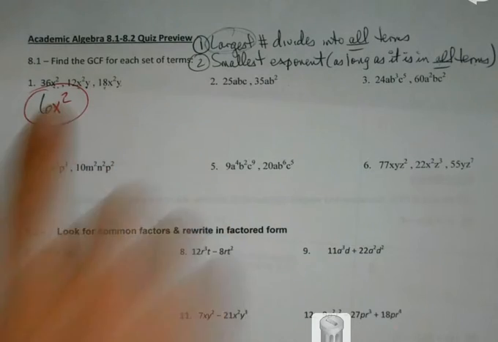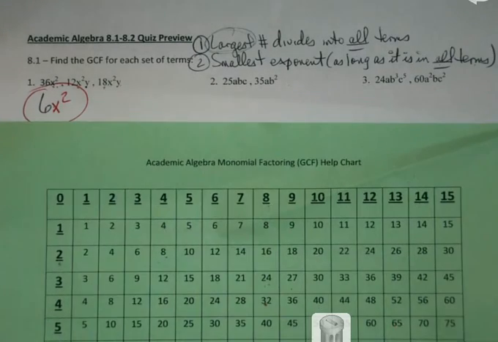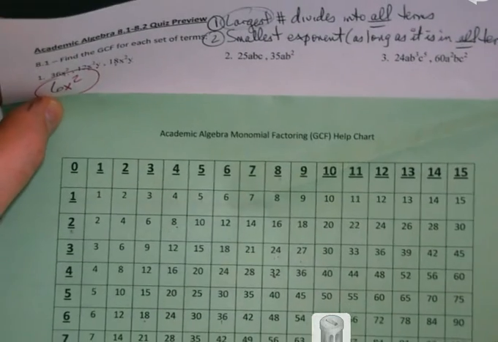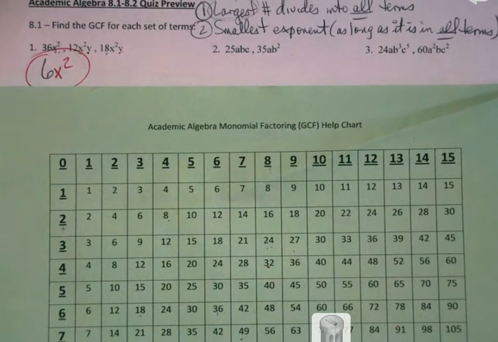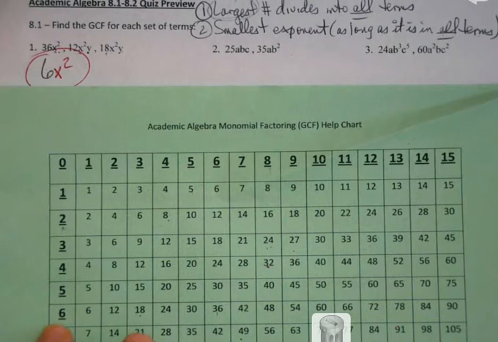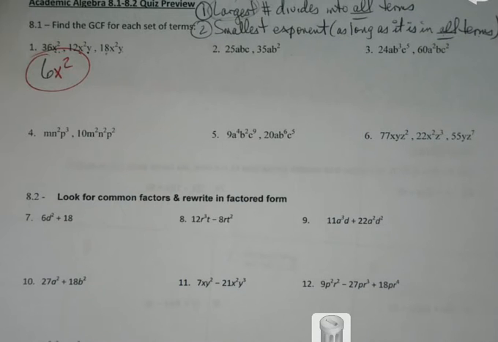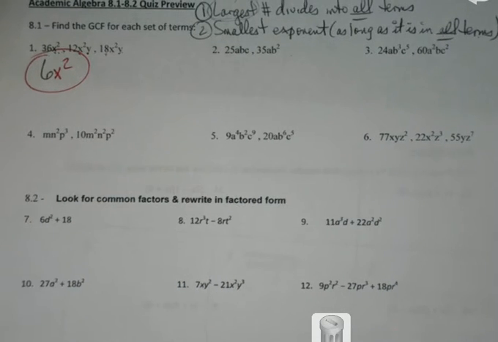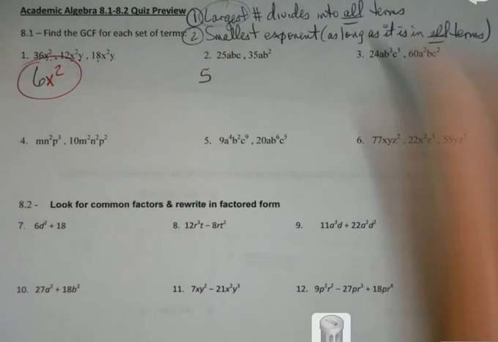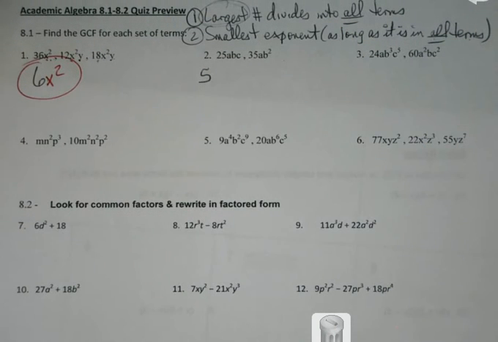How did you get 6 in? The 6 is the largest number that divides into all 3. Either I can use the calculator and start dividing numbers in, or I'm looking for the number here where I can find all 3 of them. That'll tell me on the outside of my chart. And that's it as far as the numbers go. So like on 2, what's the largest number that divides into both 25 and 35? 5 does. And again, the chart would help you with that too if you weren't sure.